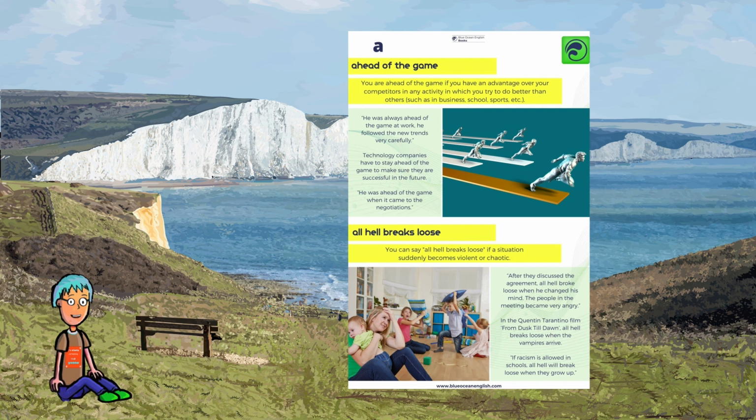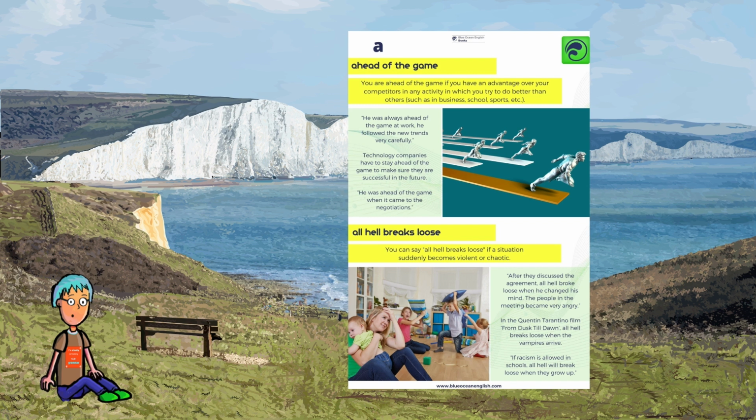The second example in the Quentin Tarantino film From Dusk Till Dawn, all hell breaks loose when the vampires arrive. So if you've seen this film, it's like two different films put together. There's a travel film where they're driving across America, and then suddenly they go to a bar and vampires arrive and the film goes completely crazy.